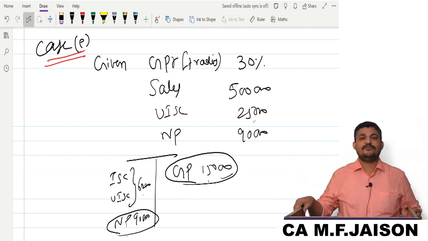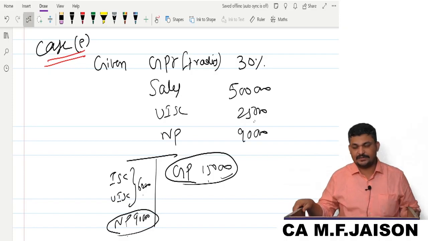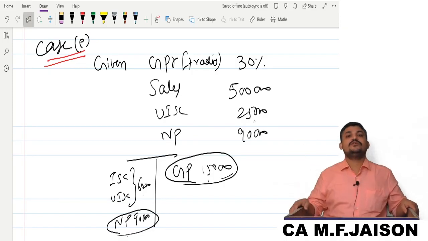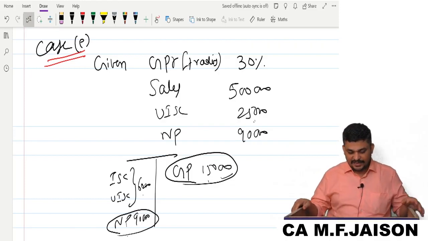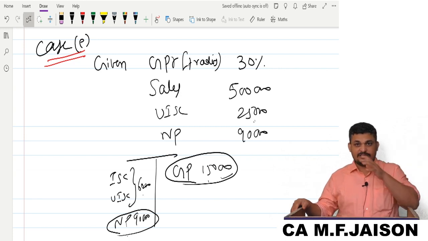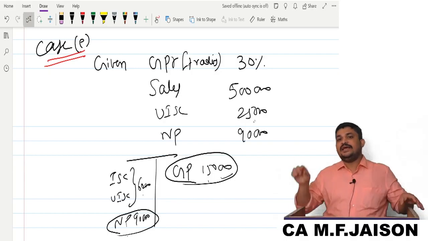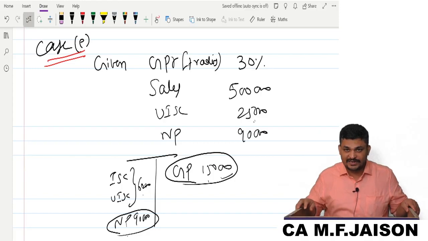Understood? That is how it is: insured standing charges minus net loss into insured standing charges divided by total standing charges. Like that we applied one particular application. So once again, if there is net loss, how to apply? It is insured standing charges minus net loss into insured standing charges divided by total standing charges.